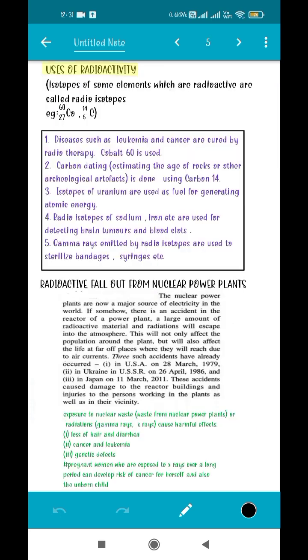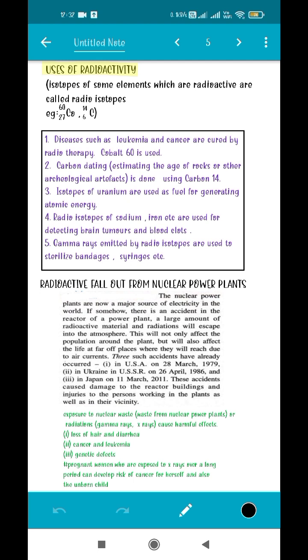Now there are certain uses of radioactivity. Although it is harmful, it also has a lot of uses. So what are the uses? Let's see. Isotopes of some elements which are radioactive in nature are called radioisotopes. I told you about isotopes in the beginning. There are certain isotopes which show this radioactivity, and they are known as radioisotopes. Certain examples are cobalt 60 and carbon 14. I told you about carbon 14 initially also.